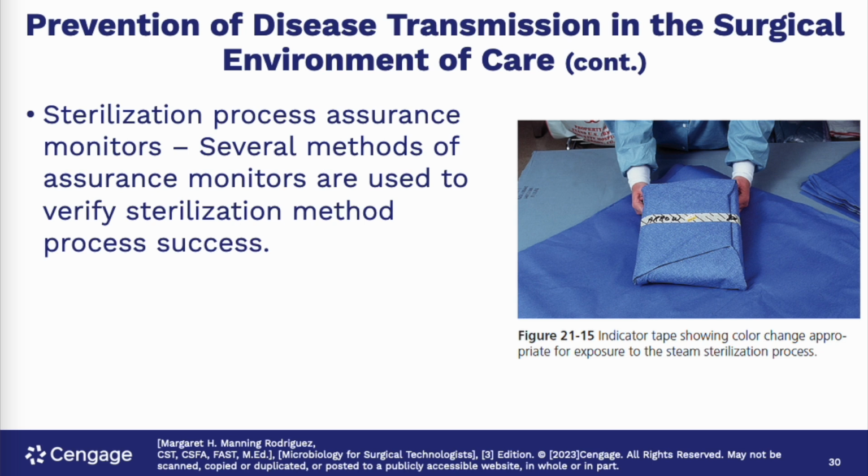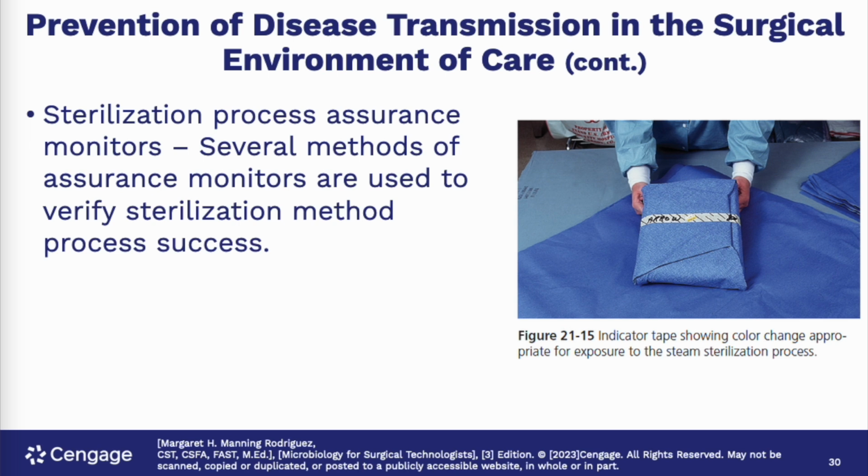We have chemical indicators and integrators. Now, while they confirm that the sterilant was present and the process occurred, they do not guarantee the sterility of the contents within the pack. Your external indicator is applied to the outside of the package or tray, such as the tape that you can see here. Some of them have dots. They show exposure to sterilizing conditions. Your internal indicator is placed inside instrument trays or packs to indicate that the contents were exposed to the sterilization conditions.